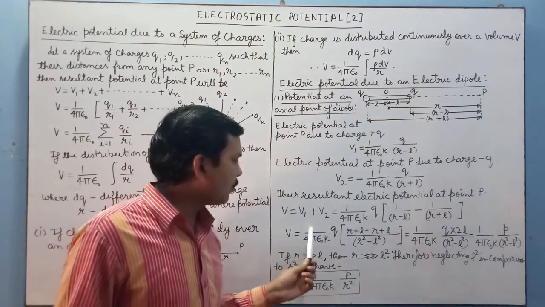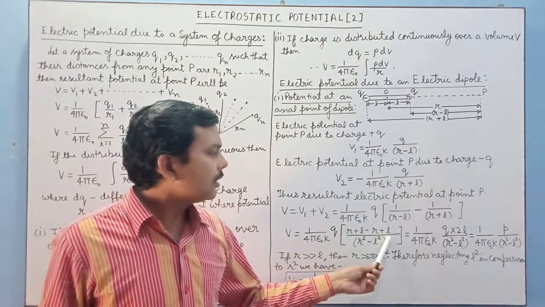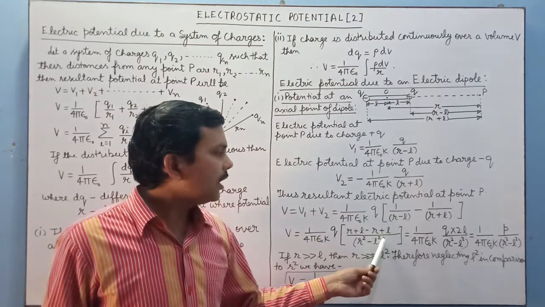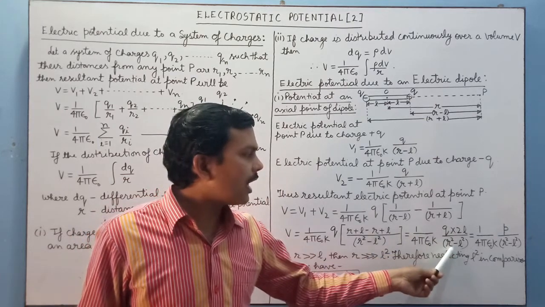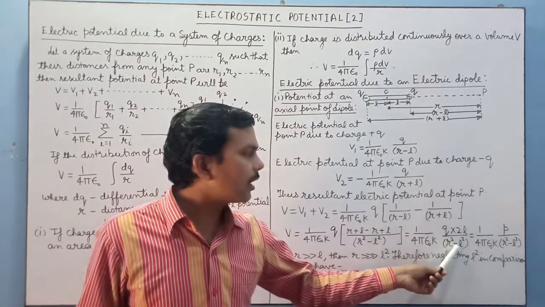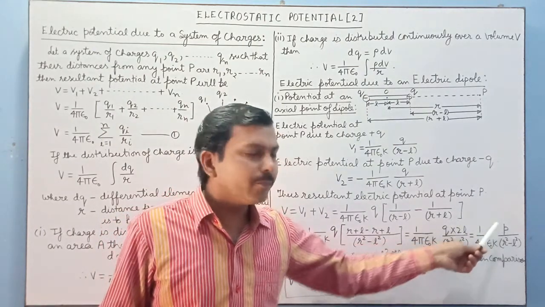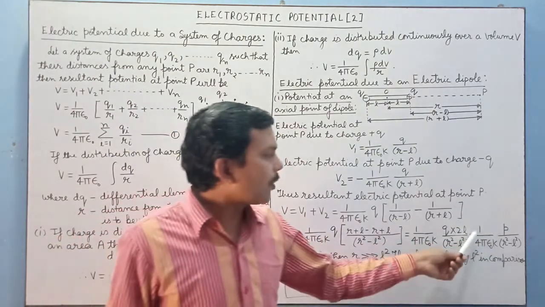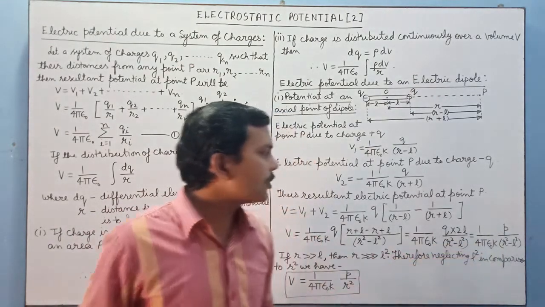So V is equal to 1 upon 4 pi epsilon 0 k into q. Solve the portion inside the bracket. You will get 1 upon 4 pi epsilon 0 k q into 2L upon r square minus L square. Q into 2L is equal to p. So this will become 1 upon 4 pi epsilon 0 k p upon r square minus L square.